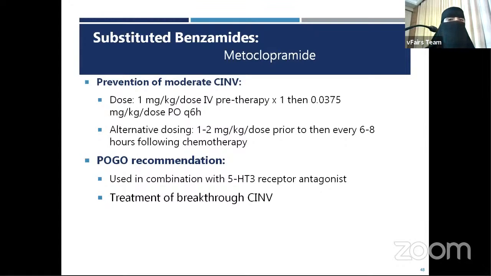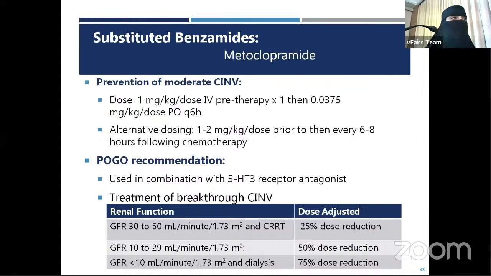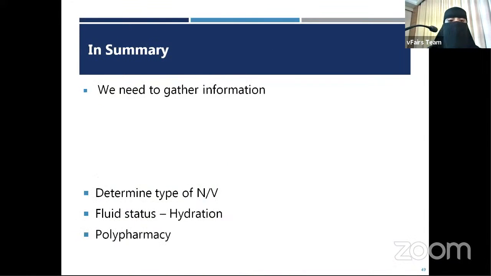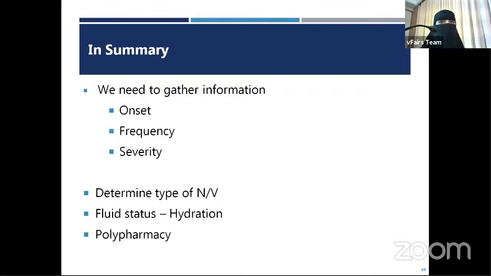According to the last updates, it's used only for breakthrough nausea and vomiting, not as first line, and it needs a renal dose adjustment mainly. So in summary, we need to gather information about the onset, frequency, severity, and the predisposing factors. And we have to determine the type of chemotherapy-induced nausea and vomiting. Is it acute? Is it delayed? Is it anticipatory? And we also have to determine the fluid status of the patient and the drug-drug interactions.